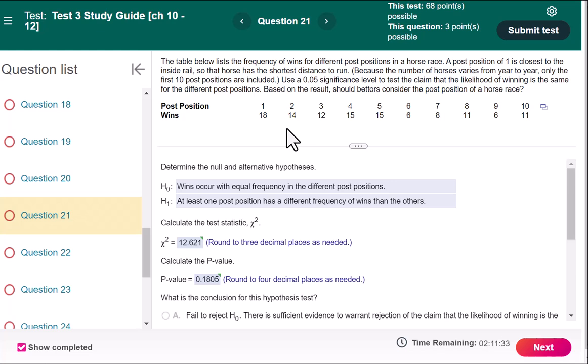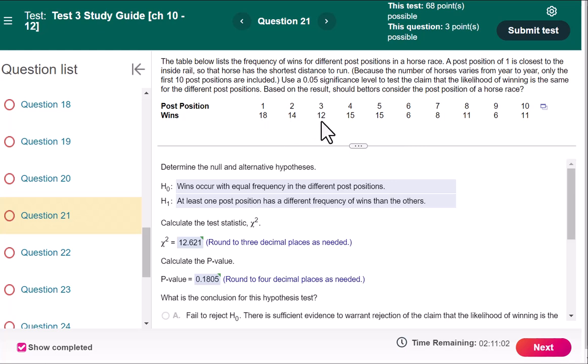Okay. He's asking us to test the claim that the likelihood of winning is the same for all. Okay, here's how we do that. Same means the same percentage. How many percentages here? We have one. How many categories we have? 1, 2, 3, 4, up to 10. So 100% divided by 10, guys, will be 10% each. So what you need to do, we have the observed values. In order to find the expected values, add them up right here.